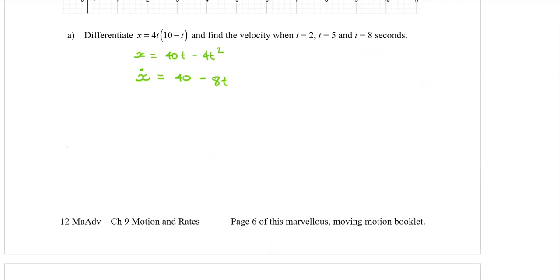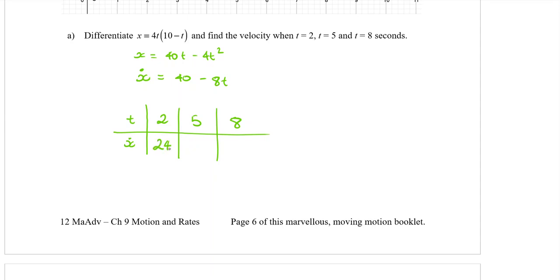We are asked to find that velocity at 3 different times, so I'm going to put it in a table so I don't have things subbed in all over the place. My times were t equals 2, 5, and 8. So this is just calculator practice now. You want to sub those numbers into this equation. So 40 minus 8 times 2 equals 24. 40 minus 8 times 5 is 0. And 40 minus 8 times 8.